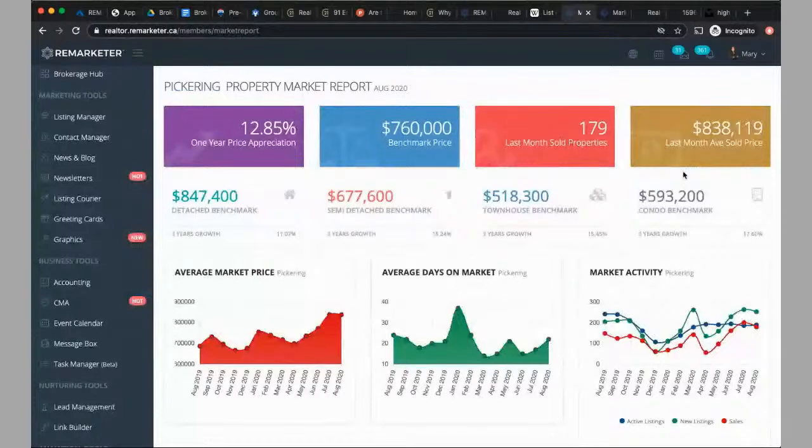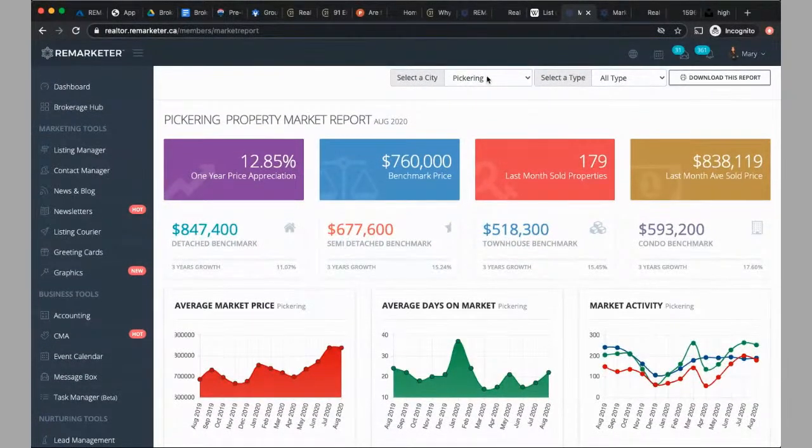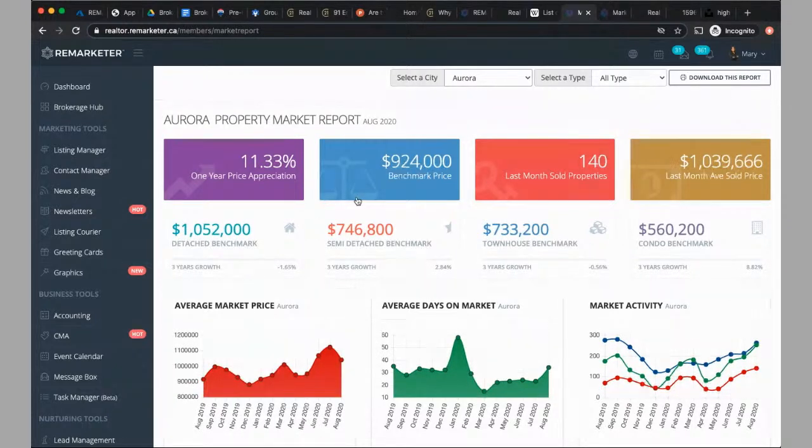Now let's go back to Richmond Hill and take a look at Richmond Hill or Aurora. All right, so take a look at this graph right here. A very, very different market compared to Pickering. This is completely different when you look at this graph right here.